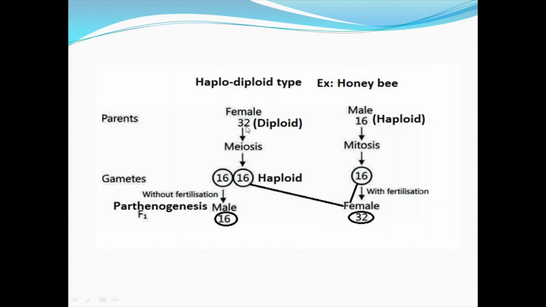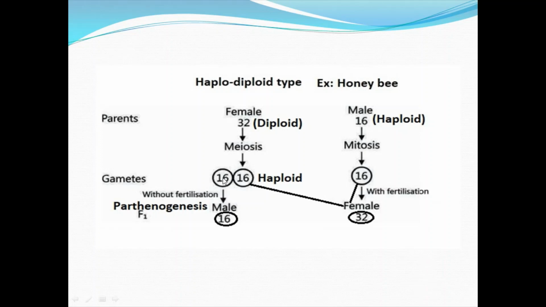Female germ cells undergo meiosis to produce haploid eggs. The female germ cells will be diploid, and when they undergo meiosis, the chromosome number is reduced to half. Males undergo mitosis to produce haploid sperms. Some of the eggs undergo parthenogenesis.